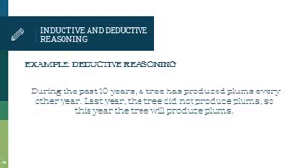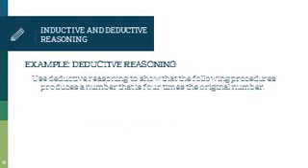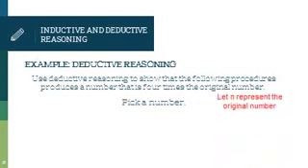During the past 10 years, a tree has produced plums every other year. Last year, the tree did not produce plums, so this year, the tree will produce plums. Okay. Use deductive reasoning to show that the following procedures produce a number that is 4 times the original number. Okay. Let n represent the original number.